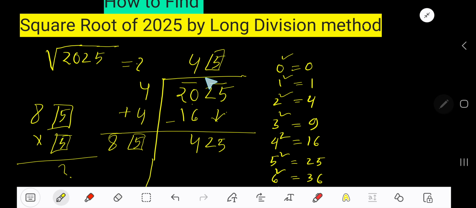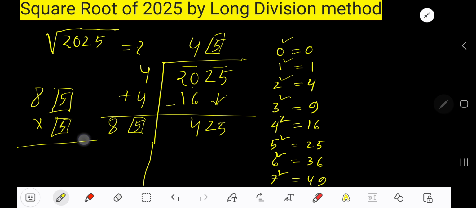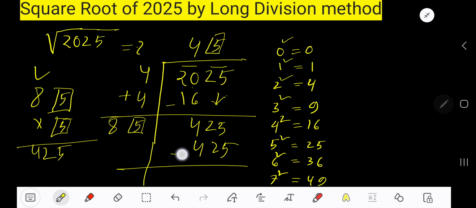Then 5 times 85: 5 times 5, 25, carry to the next column. 5 times 8, 40, plus 2, 42. So 5 times 85 is 425. Subtract, 0. As our remainder is 0, we are done.